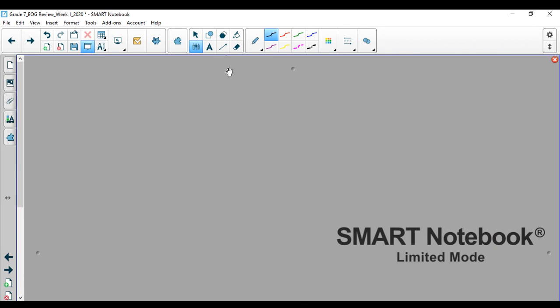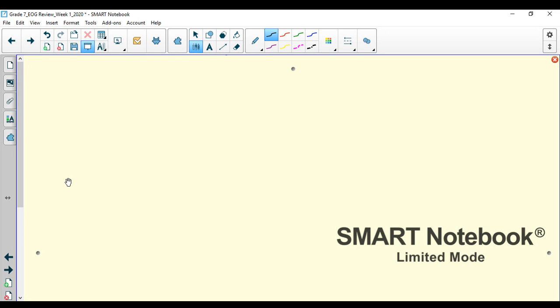Today, what we are going to be working on is graphing inequalities. Graphing inequalities. So go ahead and pause the tape and get your notebook ready for starting this.